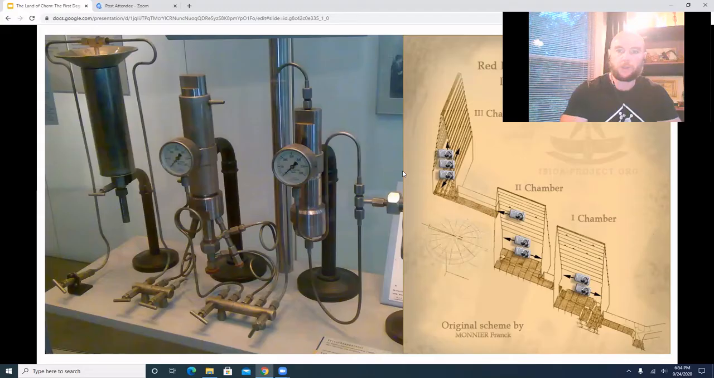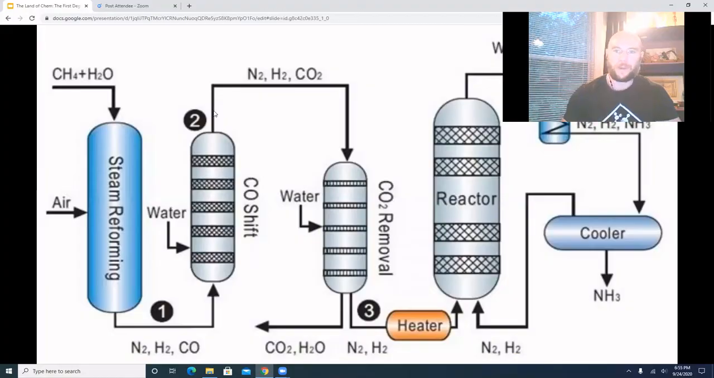But nonetheless, as I began to investigate the modern process for the production of ammonia, I discovered that the two initial chemical reactants were methane and water. And this immediately caught my attention. I was very familiar with methane production and the techniques that were involved in creating it. I was well aware of the reactants that were involved.